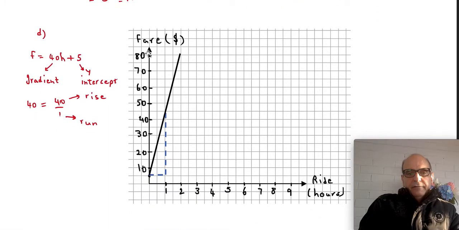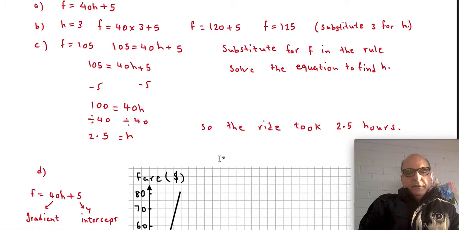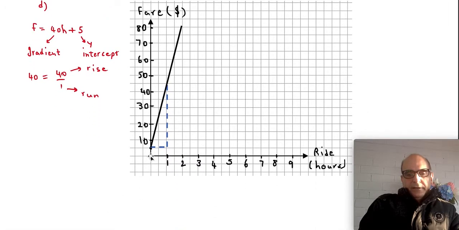So if I have this axis as my f, which is replacing the y-axis, and this axis, on the right, replaces the x-axis. Now I know that my y-intercept is 5. So I start at 5 on the y-axis. I already have one point. I need another point, a second point, to be able to draw my line. But how do I get the second point?